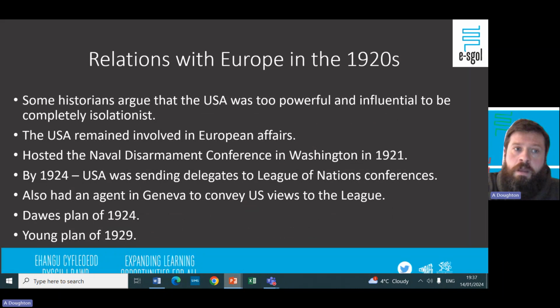But they did still get involved with some foreign affairs. They hosted the Naval Disarmament Conference in 1921. Although that's for peaceful reasons, they still got involved. From 1924, they started sending delegates to the League of Nations. So even though they weren't a part of it, they still wanted to be involved in this. They gave economic support to Germany with the Dawes Plan of 1924 and the Young Plan of 1929. So again, getting involved with Europe.